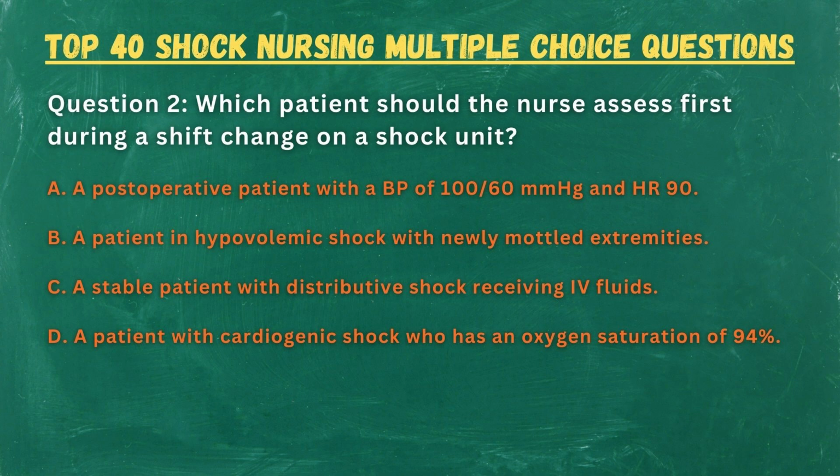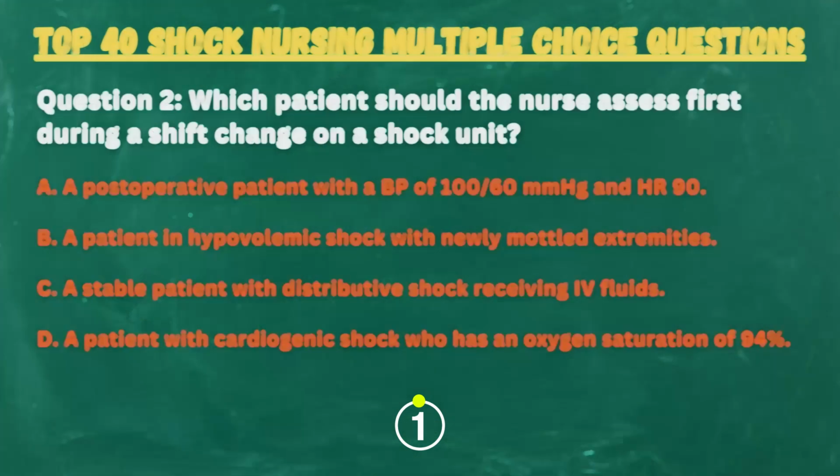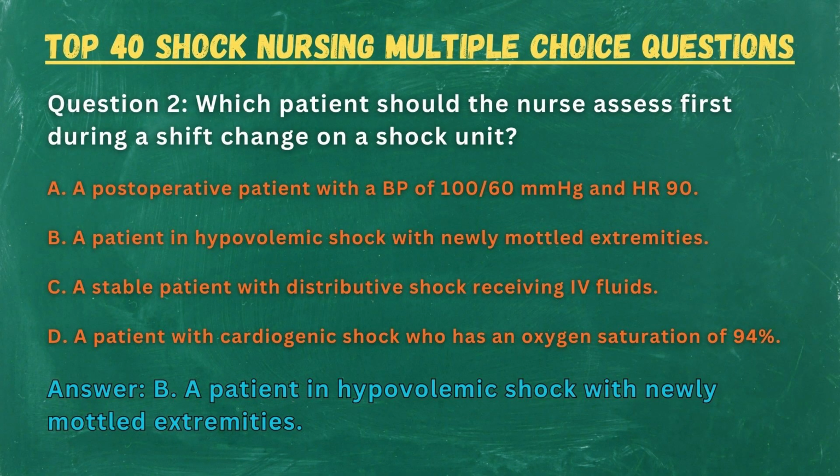B. A patient in hypovolemic shock with newly mottled extremities. C. A stable patient with distributive shock receiving IV fluids. D. A patient with cardiogenic shock who has an oxygen saturation of 94%. Answer. B. A patient in hypovolemic shock with newly mottled extremities.